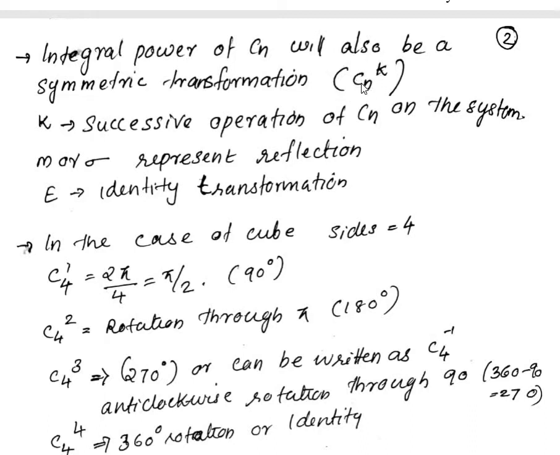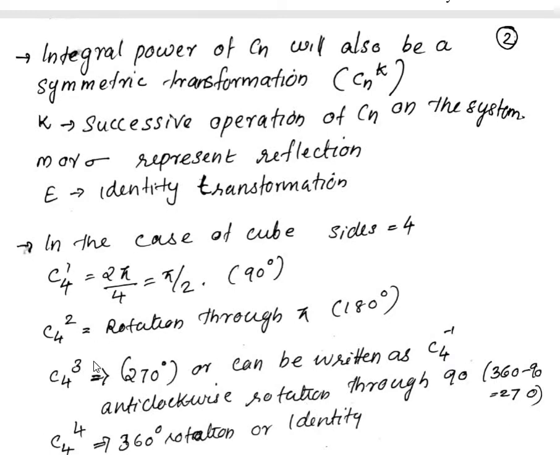So again C4^3, that is rotation through 270 degrees. In the case of a square, it is C4^3, that is equal to a 270 rotation. So this C4^3 can be written as C4 minus 1. What is C4 minus 1? It is a rotation through 90 degrees in the counterclockwise direction. So this C4^3 and C4 inverse both are the same.